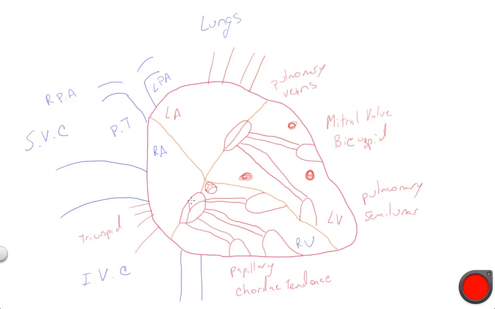Now, remember on the right side of the heart we had 3 cusps, therefore we had 3 papillary muscles. Well, over here we only have 2 cusps, so we only need 2 papillary muscles. We still have the chordae tendineae. They still pull down when the ventricle contracts, preventing the mitral valve from regurgitating. So, the only other place we can go is, you guessed it, the aorta through the aortic semilunar valve.